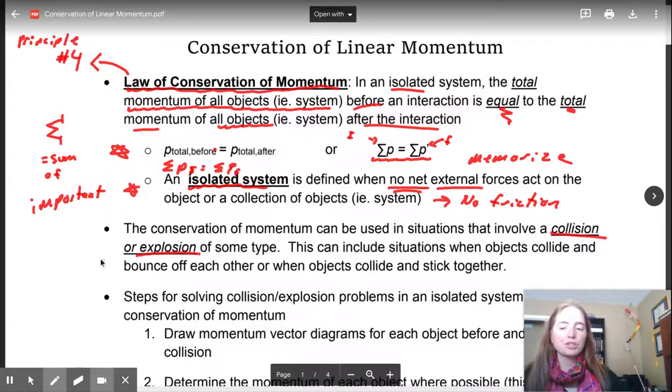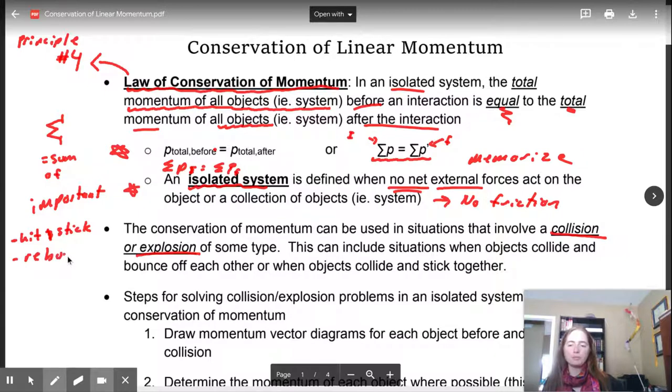So your three general categories for collisions are, first, hit and stick, where two objects collide and stick together, like a car accident where two vehicles slide off after they stick together. You can have a rebound, where two objects hit and bounce off. Or you can have an explosion.